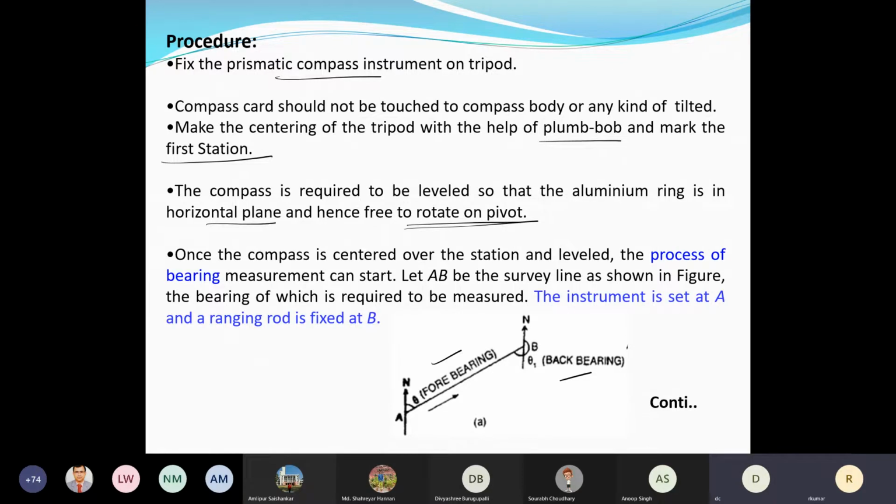How do you ensure that the prismatic compass is properly leveled? Amardeep? Am I audible, Amardeep? Yes, sir. By using a spirit level. Where to use? We have never told any spirit level to be used. Spirit level can be used, but we have not told yet. Otherwise, without a spirit level?